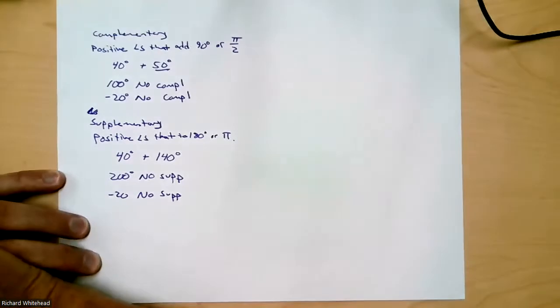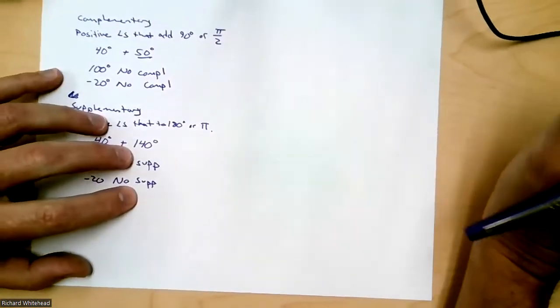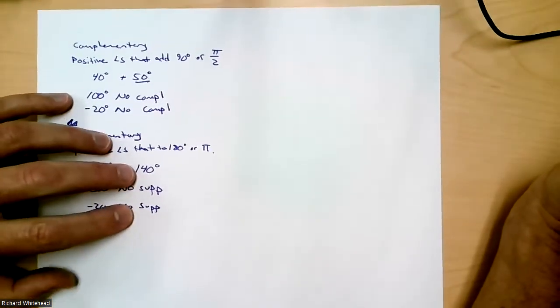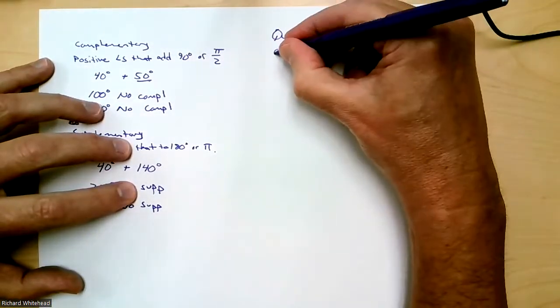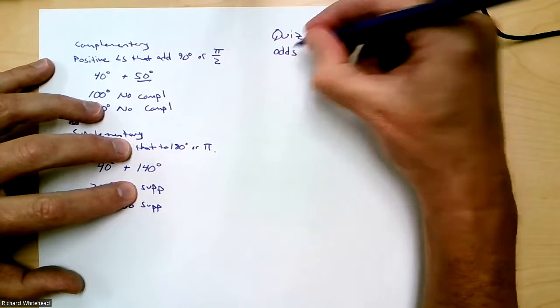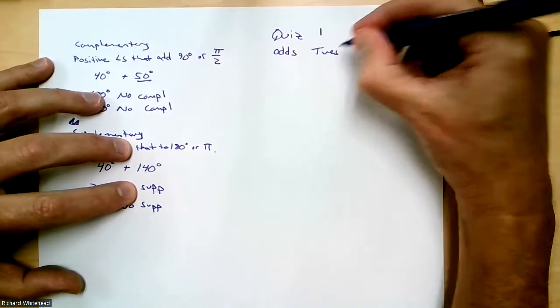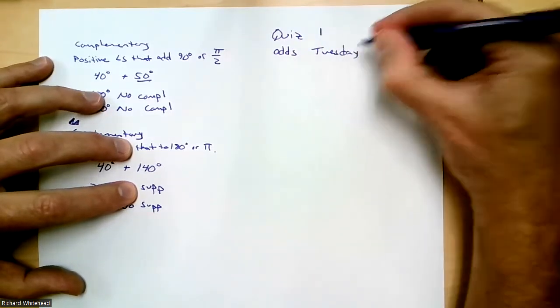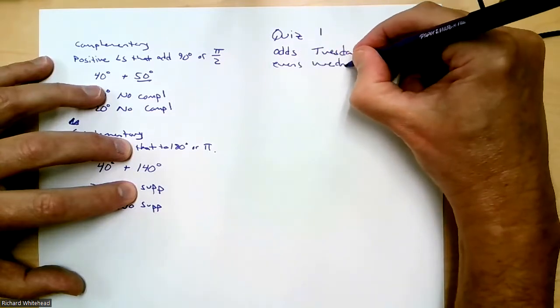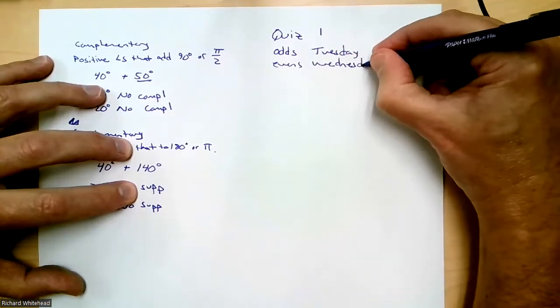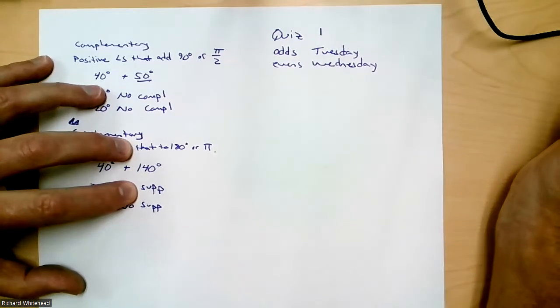Okay. All right, last thing for this stuff. So you've got a quiz, quiz 1. The odd classes, it's Tuesday next week, and for the evens, it's Wednesday next week. It's going to have 3 questions.